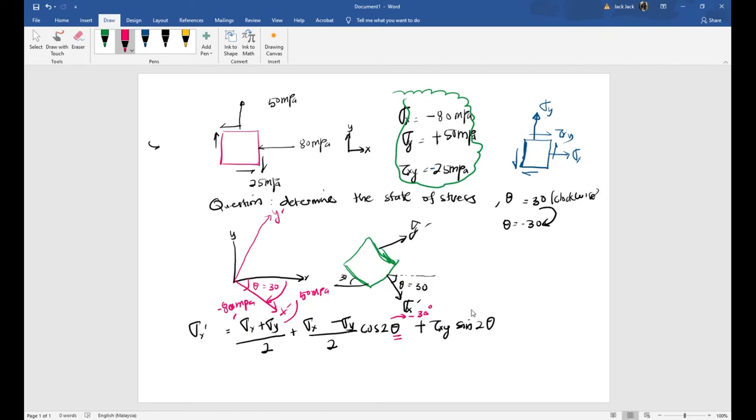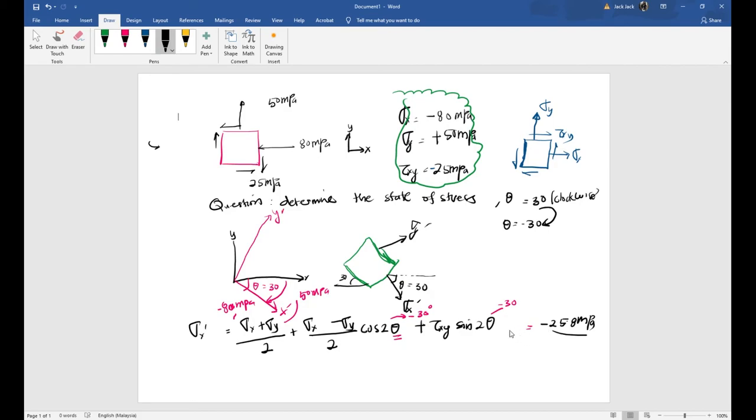So you just substitute the parameter. This one is also minus 30 degree. So in the end, you will get the value for the new sigma x. The new value of sigma x is equal to minus 25.8 megapascal. Easy, right?